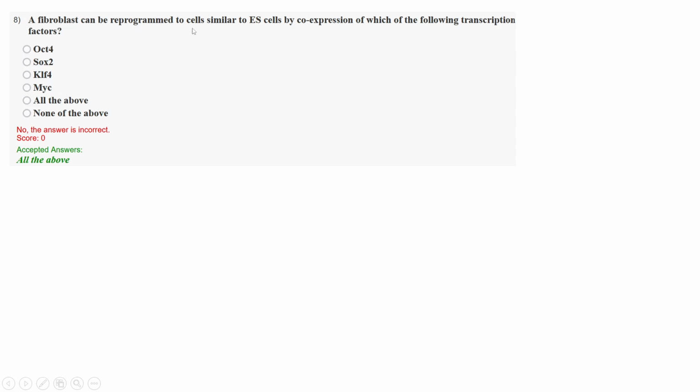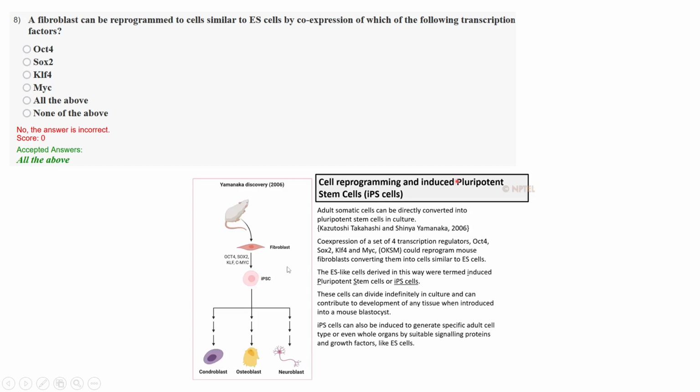A fibroblast can be reprogrammed to cells similar to embryonic stem cells by co-expression of which of the following transcription factors? This we discussed: the four transcription factors needed are OCT4, SOX2, KLF4, and MYC. All these transcription factors are needed for the conversion of fibroblasts into an embryonic stem cell. So all of the above is the correct option. Here we discussed that fibroblasts are converted into induced pluripotent stem cells by these four transcription factors.